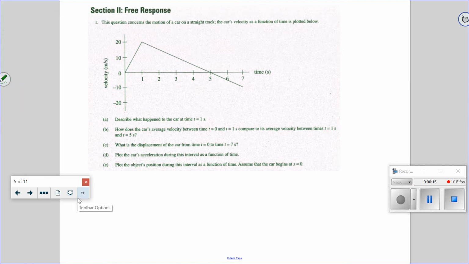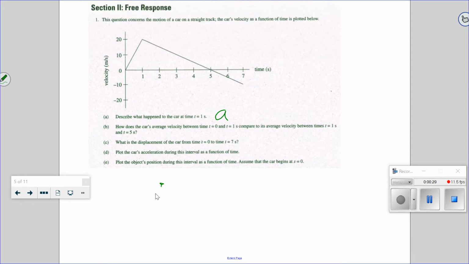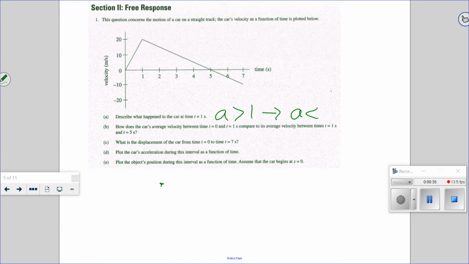What happens to the car at time t equals 1 second? Well, the acceleration is greater than 0, and then it switches over to less than 0 after 1 second. So acceleration switches from positive to negative. The car is no longer speeding up but now slowing down, and that's reflected in the slope of the graph.